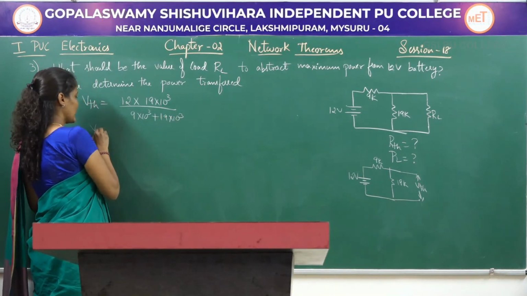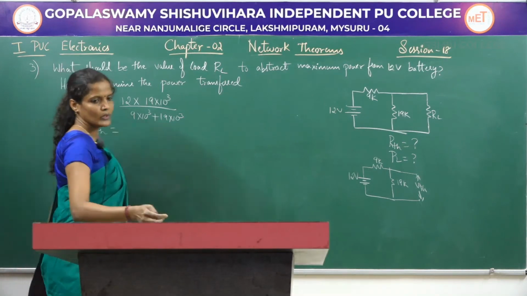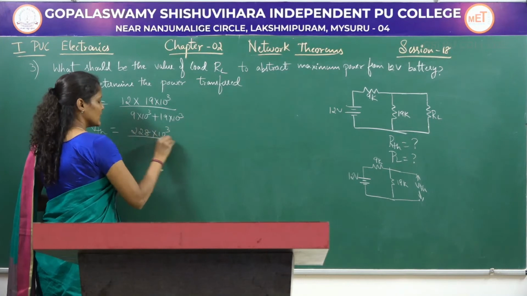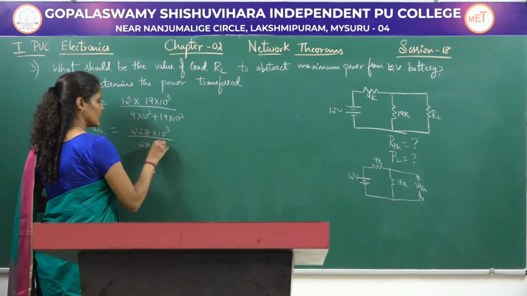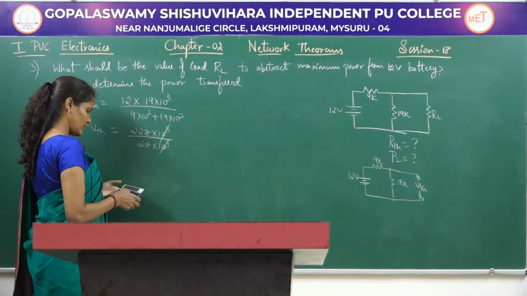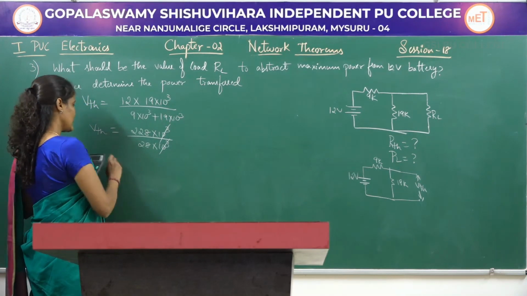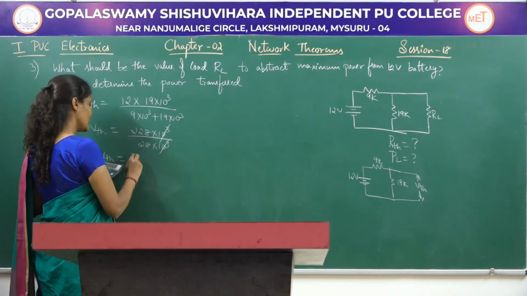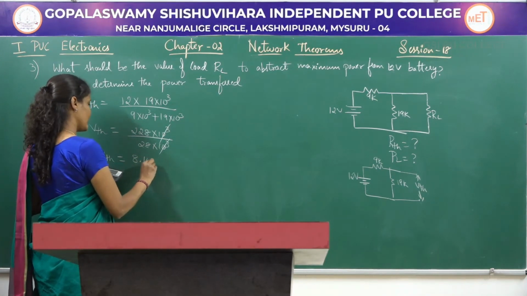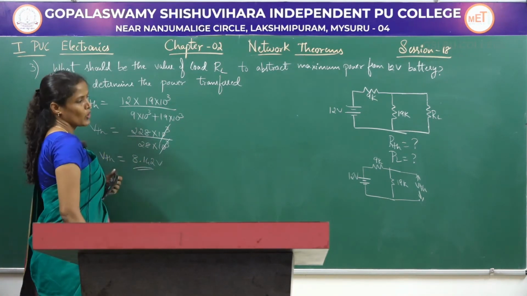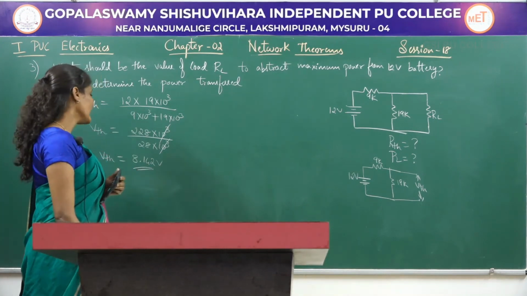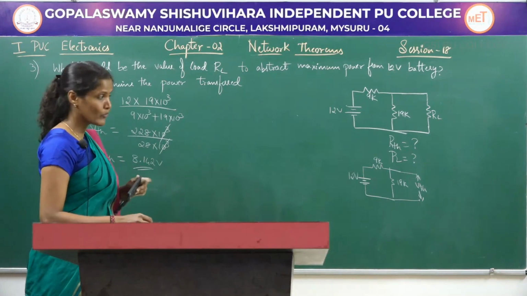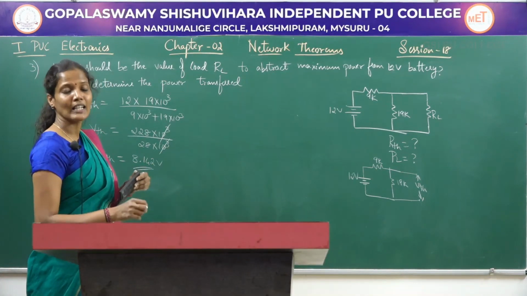So V Thevenin will be equal to 228 into 10 to the power of 3 divided by 28 into 10 to the power of 3. 10 power 3, 10 power 3 gets cancelled. Then V Thevenin will be equal to 228 divided by 28, whose value is equal to 8.142 volts. So we have found out this V Thevenin value, which is equal to 8.142. Now you have to find out R Thevenin.